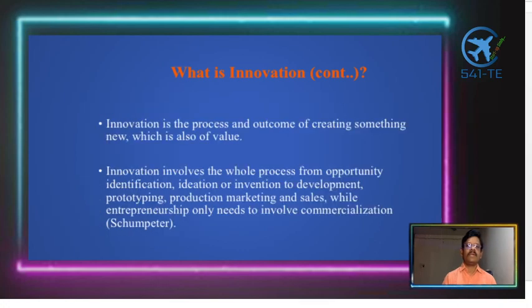Right. So further, innovation is the process and outcome of creating something new, which is also of value. Innovation involves the whole process from opportunity identification, ideation, and invention to development and prototyping, production, marketing, and sales. While entrepreneurs only need to be involved in commercialization, Schumpeter says that innovation involves all these aspects, starting from the identification of the opportunity, then ideation and invention, development, prototyping, production, marketing, and sales. So everywhere, one has to always see that you are innovative in your way of business.